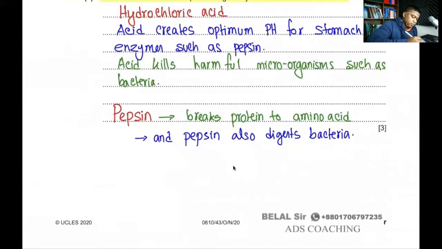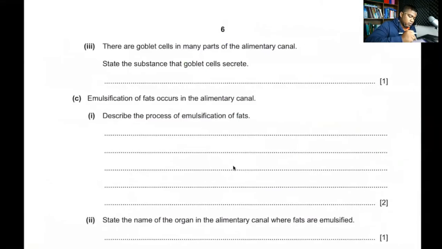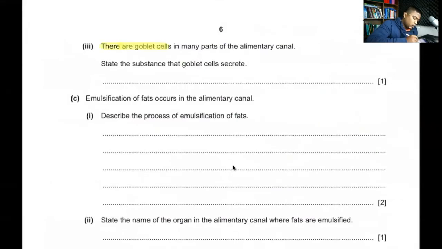So this question must be answered like either or if you choose pepsin. There are goblet cells in many parts of the alimentary canal. State the substance that goblet cells secrete. Okay. So goblet cell secretes mucus.